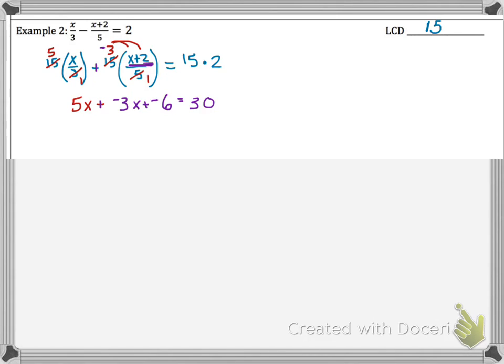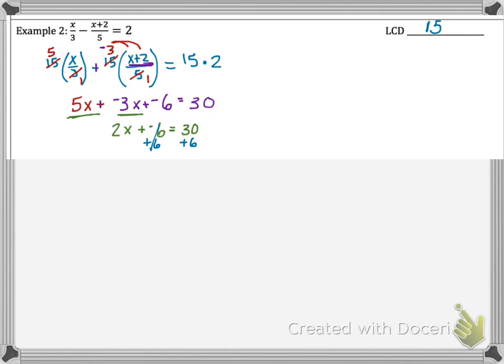And we do have like terms on the left, so we have 5x and -3x, so we're going to combine those like terms. That's going to give us 2x plus -6 is equal to 30. We want to get our constants to one side and our variables to the other. So I'm going to add 6 to both sides.